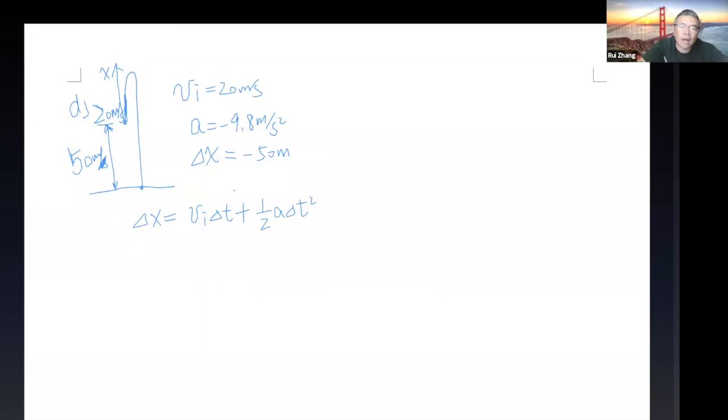So we use this formula here, and you see we have a quadratic equation to solve. This is negative 50 meters, equals 20 meters per second times delta T, minus one half of 9.8, that's the 4.9, times delta T squared. So you have three terms: quadratic, linear, and constant.